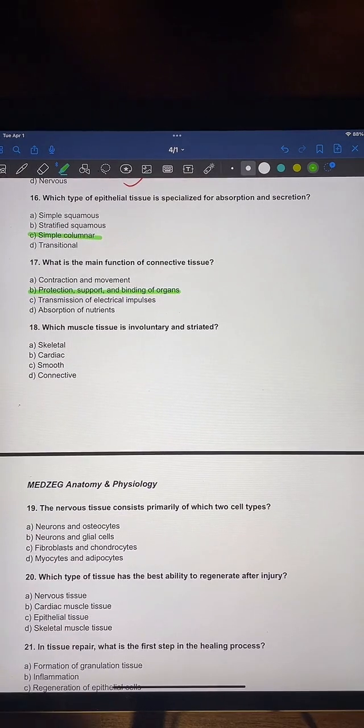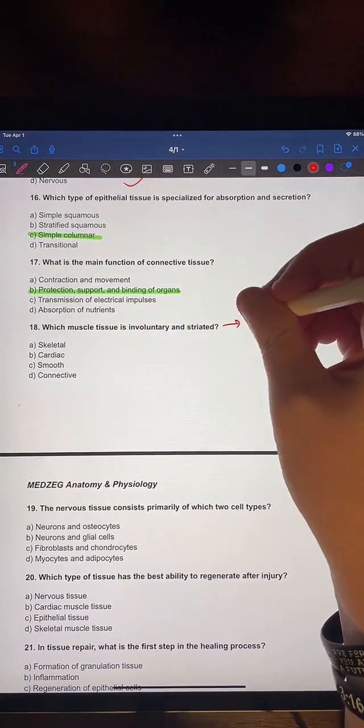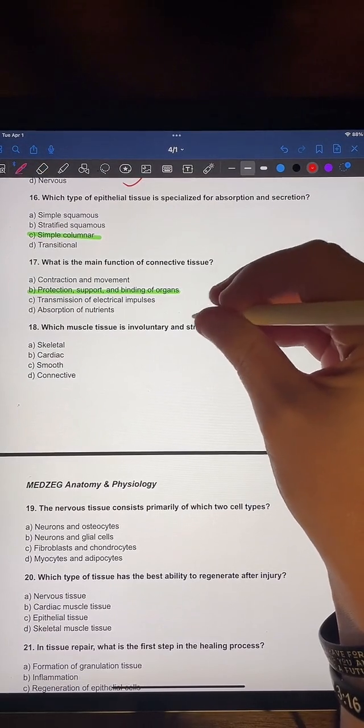Number 18. Which muscle tissue is involuntary, striated, or banded? Striated means banded, if you didn't know. This word at least.